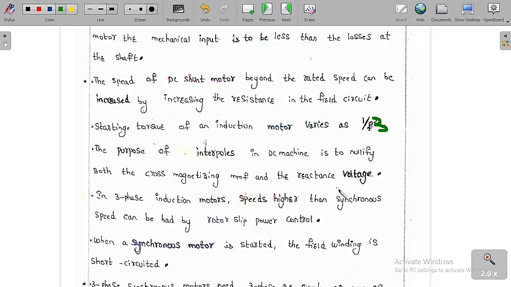With the help of compensating winding, we can eliminate the demagnetizing MMF.